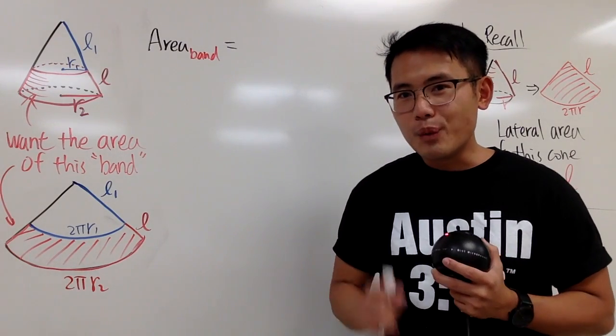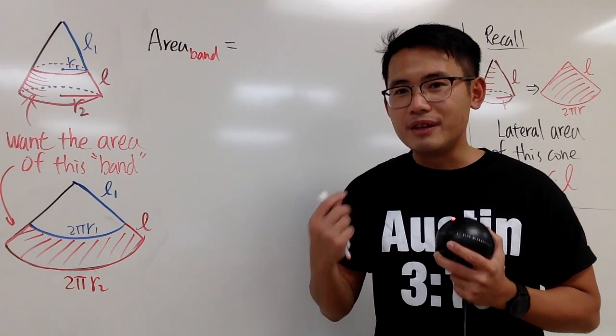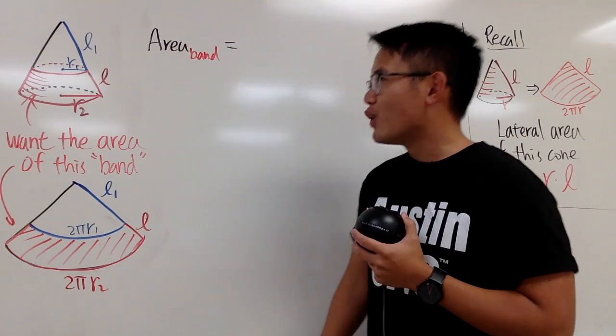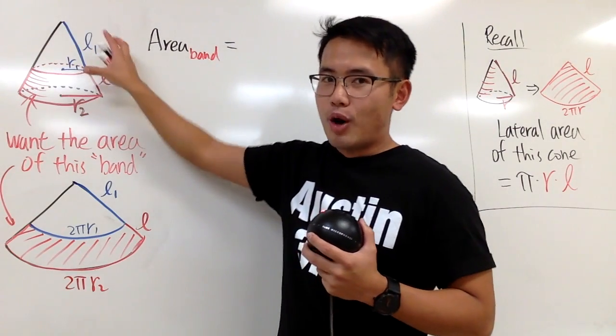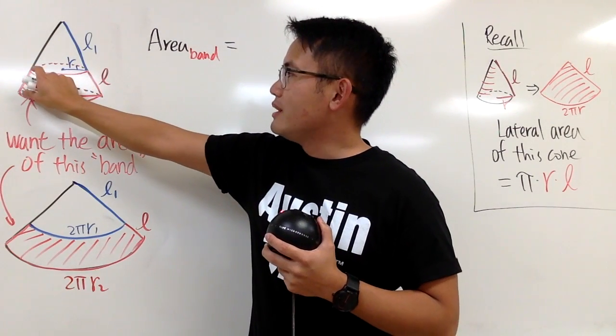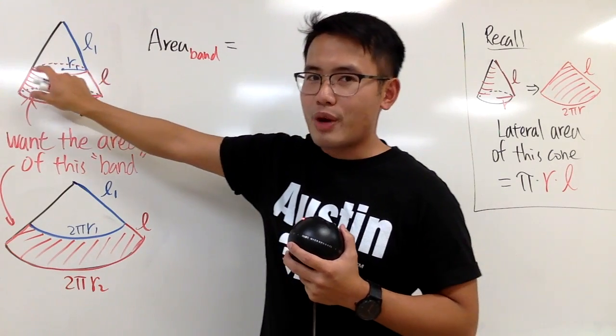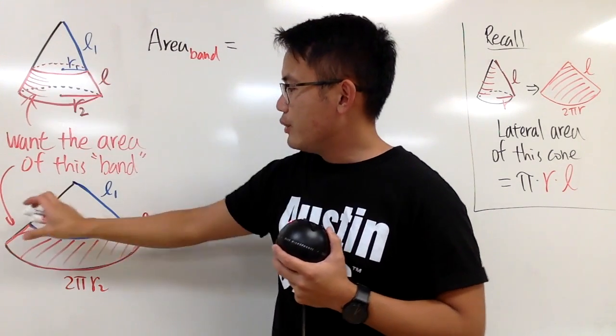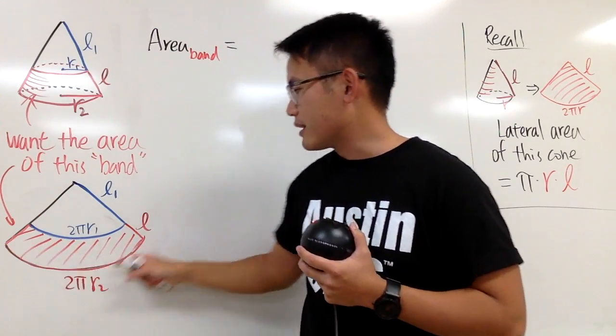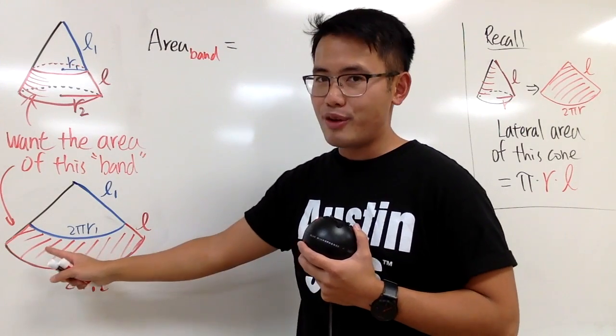Alright, in this video, we are going to see how to find a portion of the lateral area of a cone. So what do we mean by that? Here is the whole cone. Let's say we just want the lateral area of the bottom portion right here. And if you make a cut, you can open it, so it looks like this picture. I just want this right here.